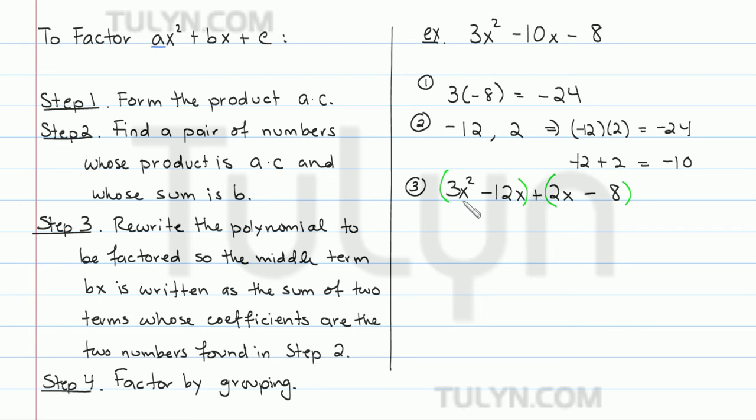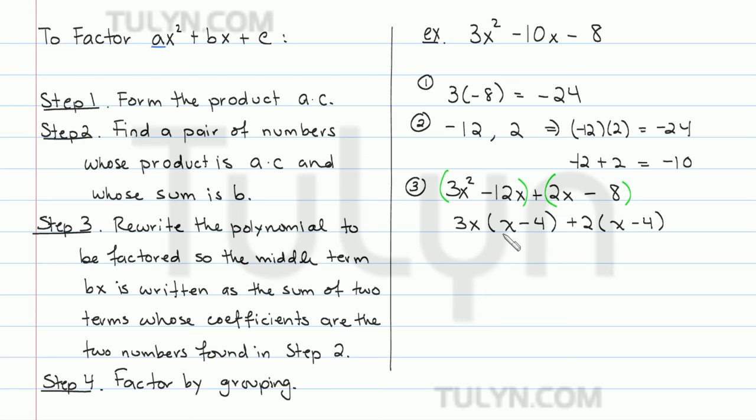So for 3x squared minus 12x, you can factor out a 3x, right? And what's left over is x minus 4. And then for the second two terms, you can factor out a 2. And what's left is x minus 4.